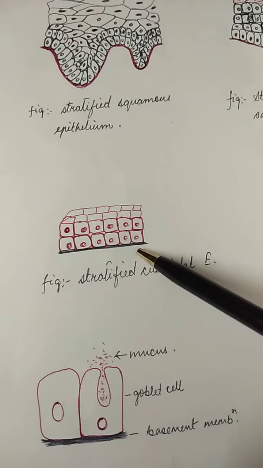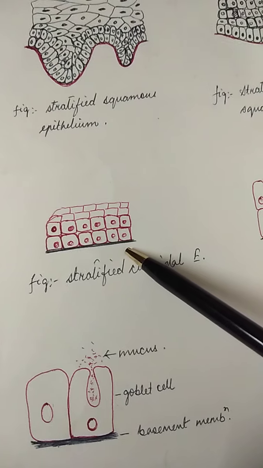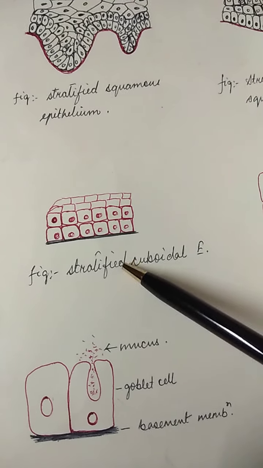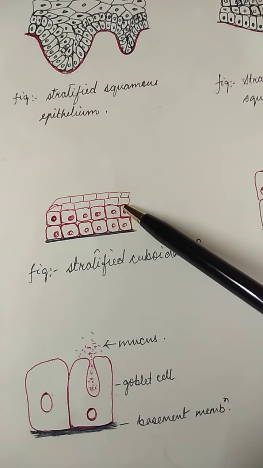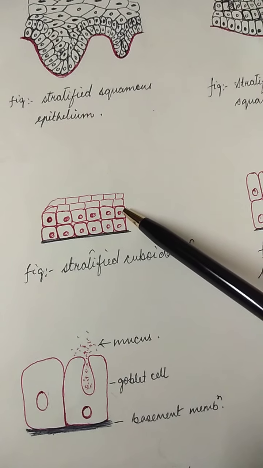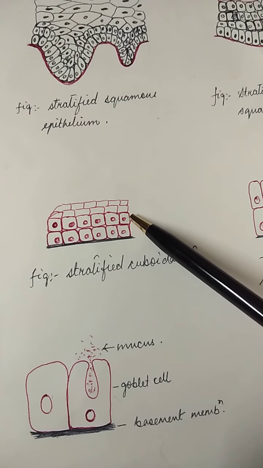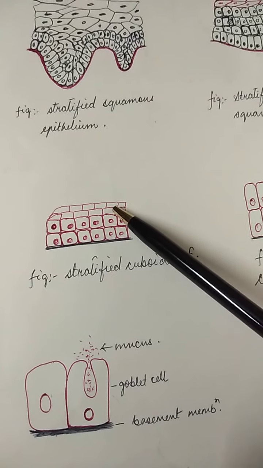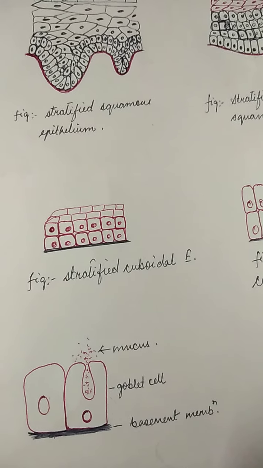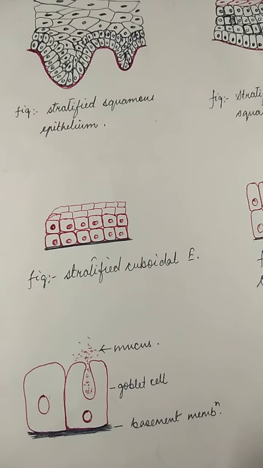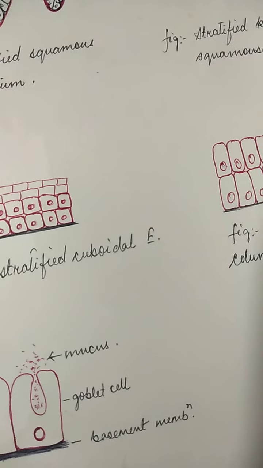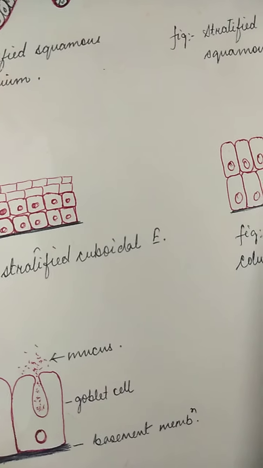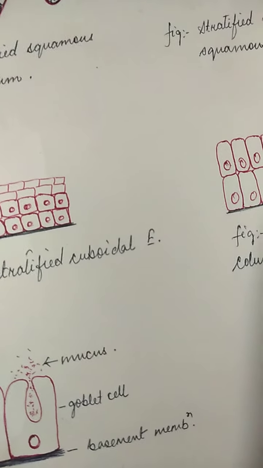Stratified cuboidal epithelium. This type of epithelial tissue is composed of multiple layers of cube-shaped cells. Only the most superficial layer is made up of cuboidal cells, and the outer layers can be of other types. Basically, they line the inner surface of large salivary and pancreatic ducts. Their function is also to protect the tissues from mechanical or chemical damage.